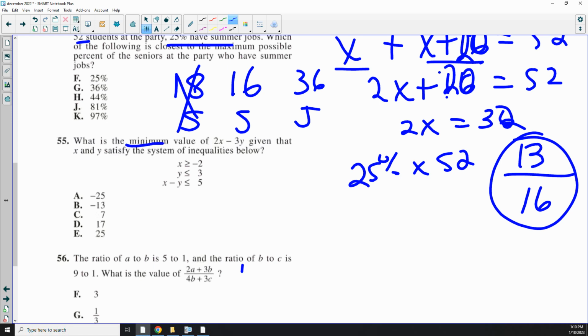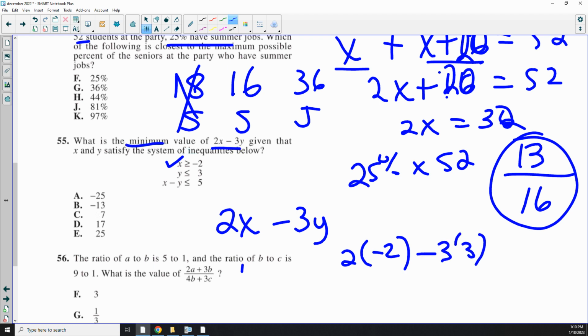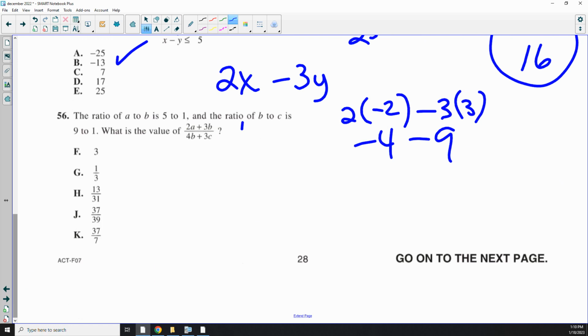Minimum value. Since 2x is a plus, I want x to be as small as possible, and I want y to be as big as possible. So very simply, x is -2, and I want y to be big, it's 3. And the answer is -4 minus 9, -13. Another trick here.